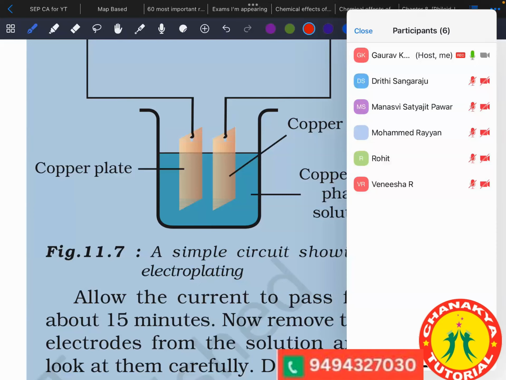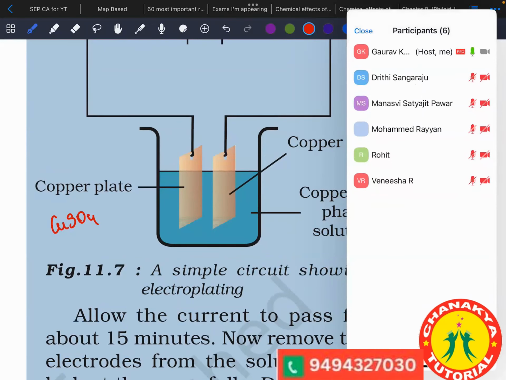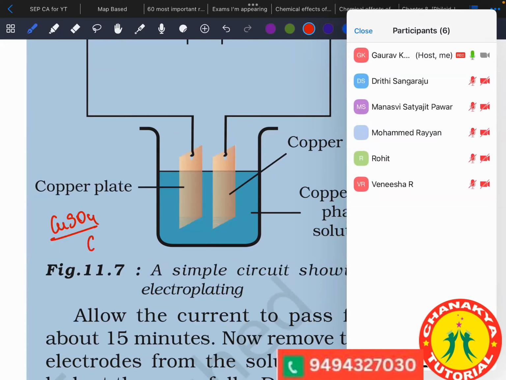It depends on the type of solution we are using. Copper sulfate is known as CuSO4. When CuSO4 is split, it is Cu2+ and SO4 2-. So it contains both Cu and SO4 ions. But it depends on the type of material which is depositing. Wait for 5 minutes and you will understand that. Okay.